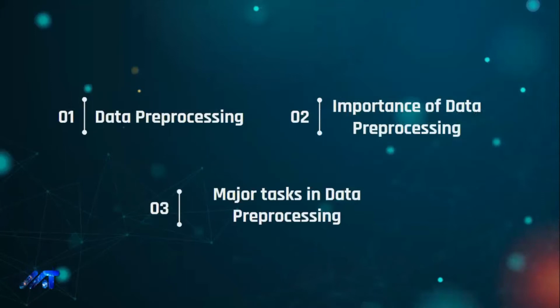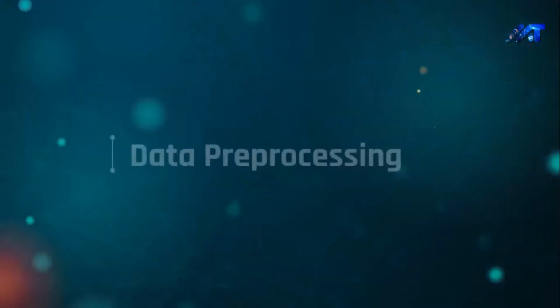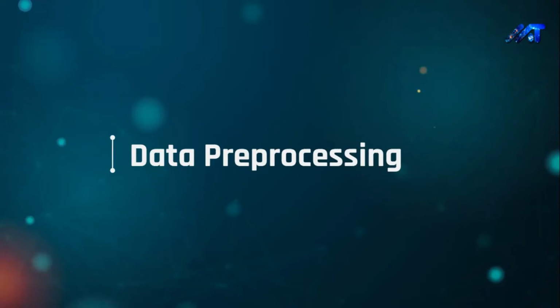In this video, we will look at how to process data, why data pre-processing is important, and what the major tasks in data pre-processing are. If you are unfamiliar with the term, data pre-processing is actually a necessary step in data analysis. It is the process of transforming raw data into an understandable format. Data preprocessing is often called data cleaning or data wrangling, and there are likely other terms.